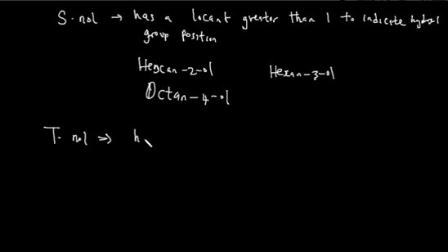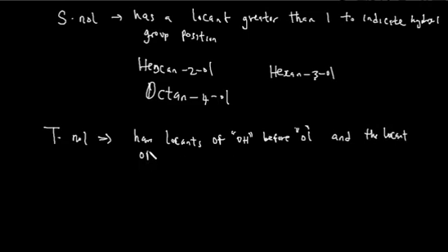Tertiary alkanols have the locant of the OH before the -ol and the locant of an alkyl group as the same number.